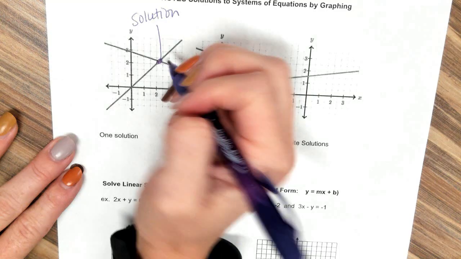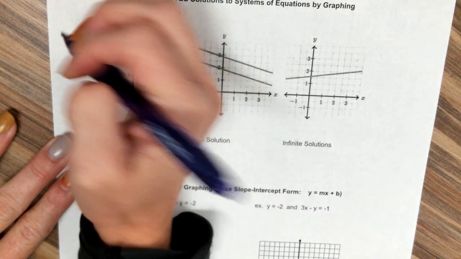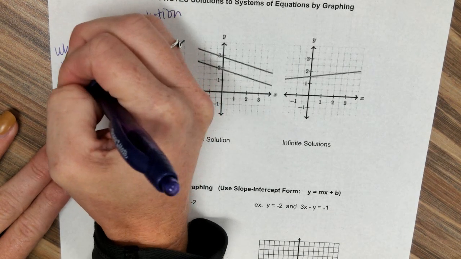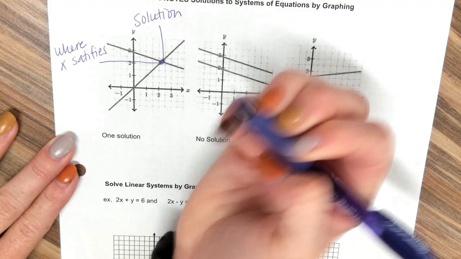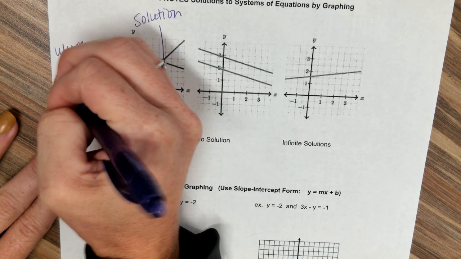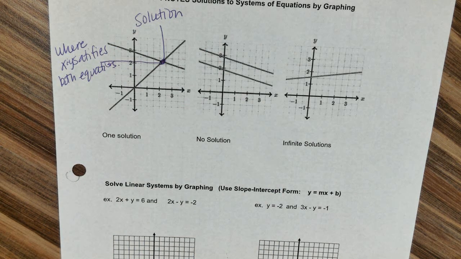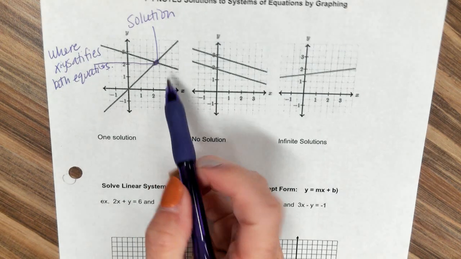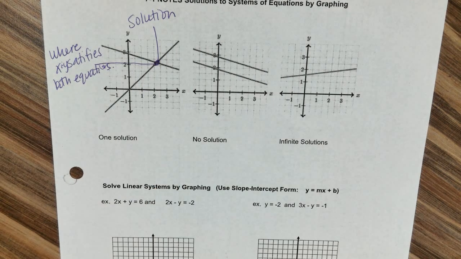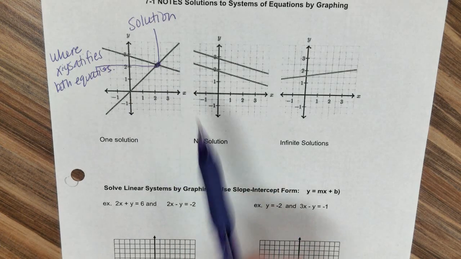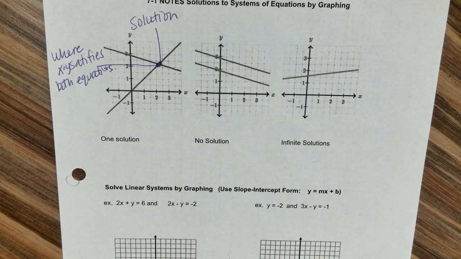This point is not only the solution, it is also where x and y satisfy both equations. Meaning, that's where their x and y are the exact same. Do y'all see that? They share that coordinate where x and y are the exact same for both equations. So where x and y satisfy both equations. Now, when it looks like this, you will only have one answer, one solution, an x, comma, y.